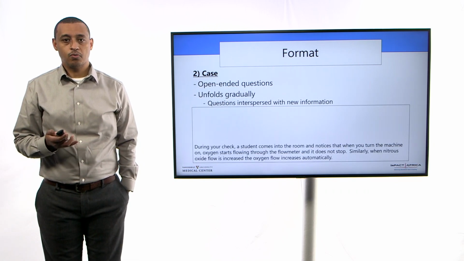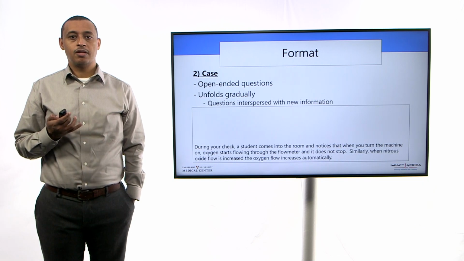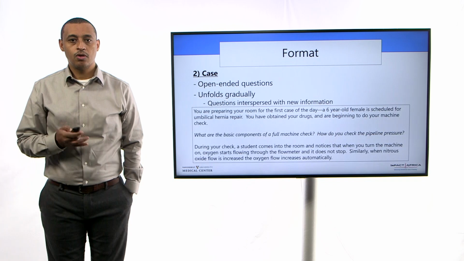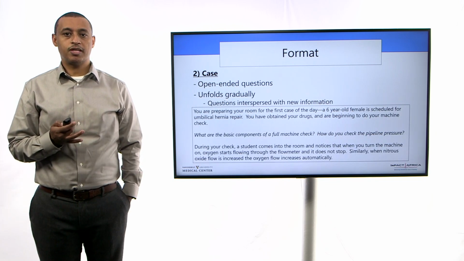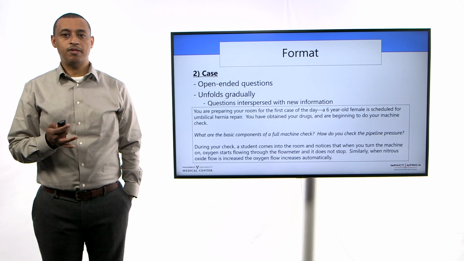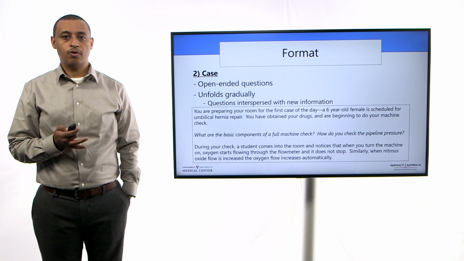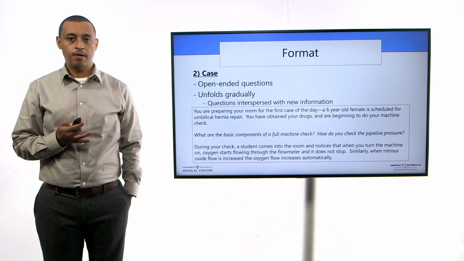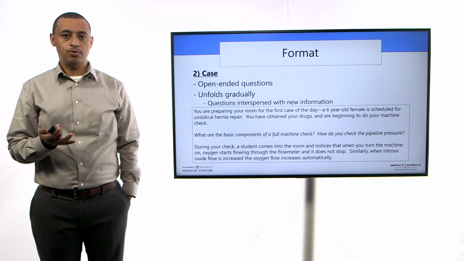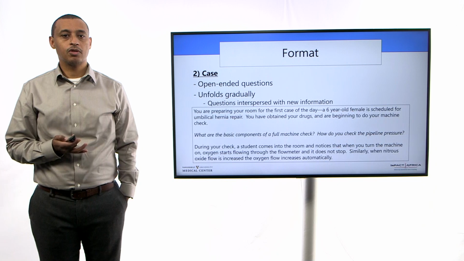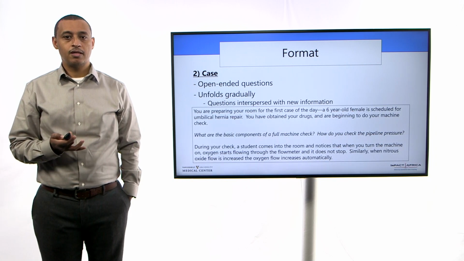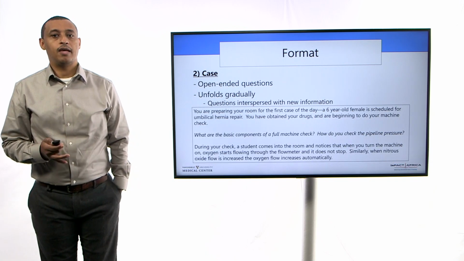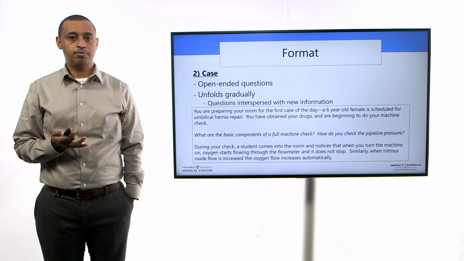So let's look at one example. Here is the first information that you would provide. You are preparing your room for the first case of the day. A 6-year-old female is scheduled for umbilical hernia repair. You have obtained your drugs and are beginning to do your machine check. Following this, you then ask the question: what are the basic components of a full machine check? And how do you check the pipeline pressure?